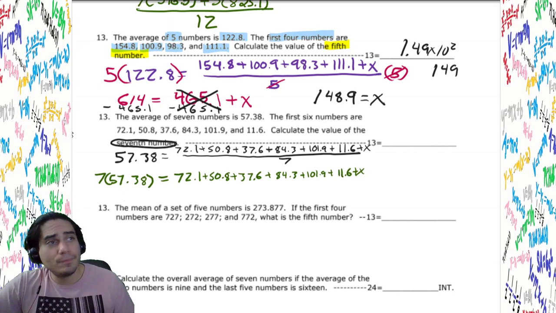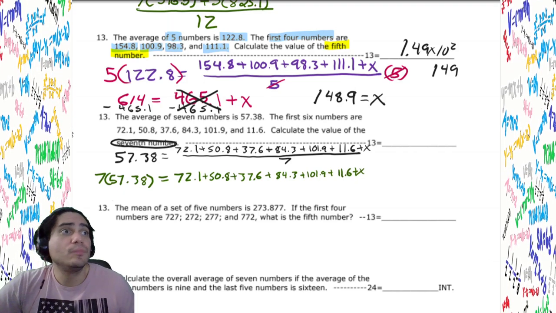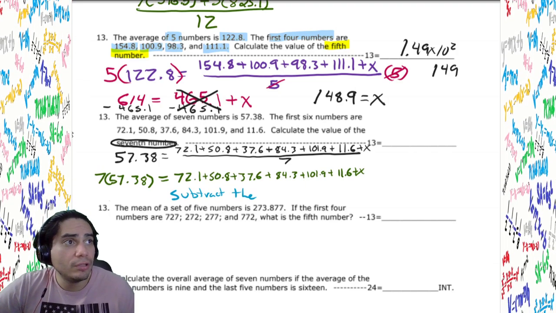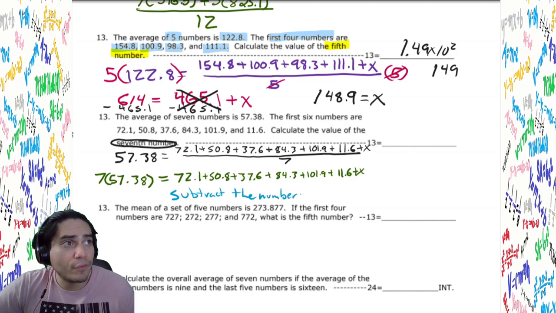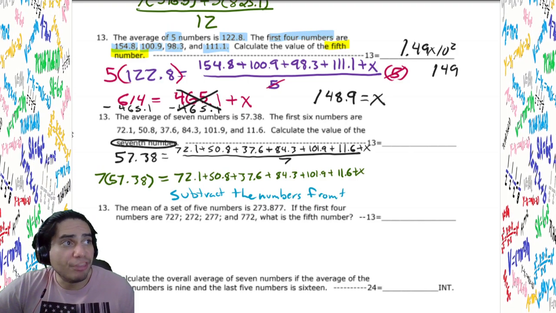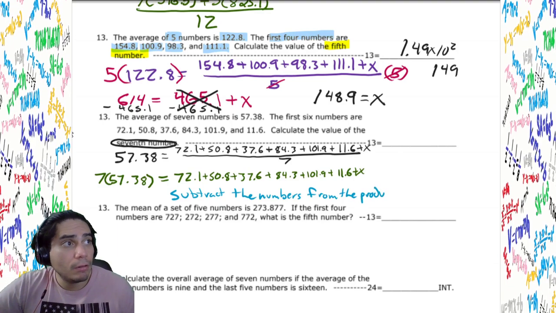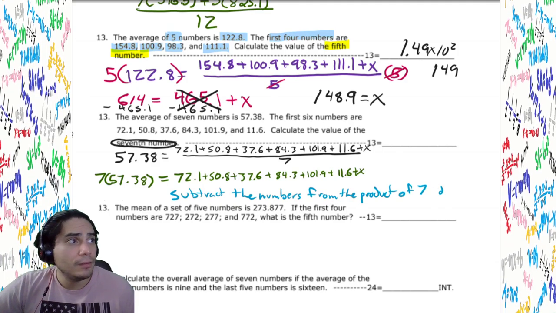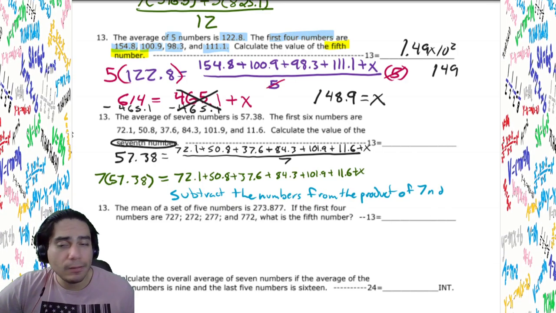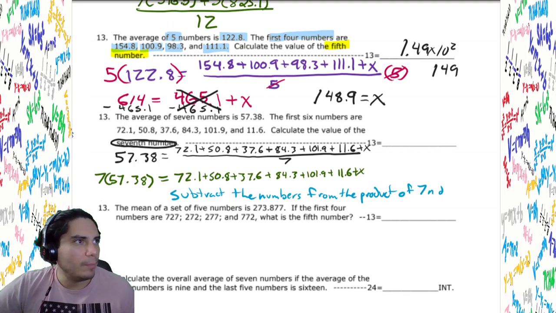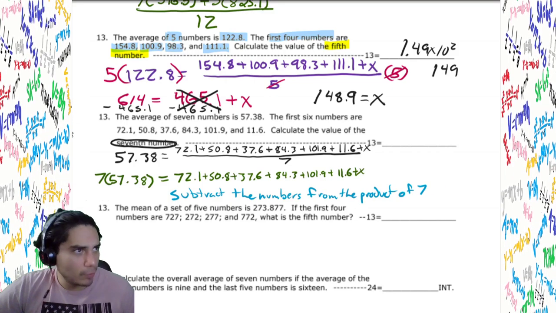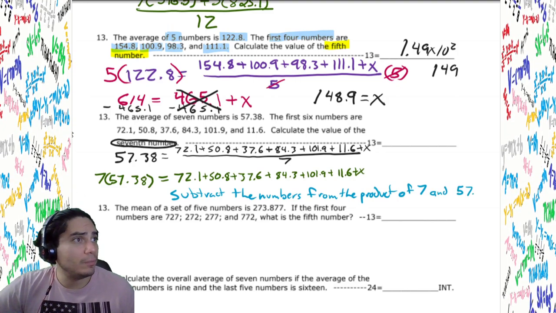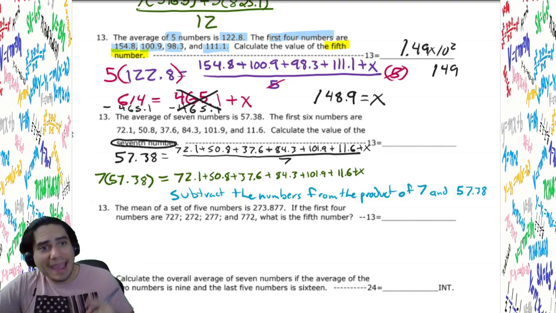Last step, I'm gonna write it out for y'all. Subtract the numbers from the product of 7 and, sorry about that, ladies and gentlemen. Oh wow, man, that says 7 then. Let's write it again. The product of 7 and 57.38. And that's what we need to do.